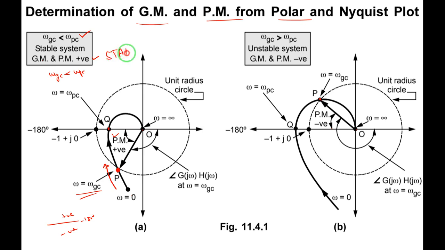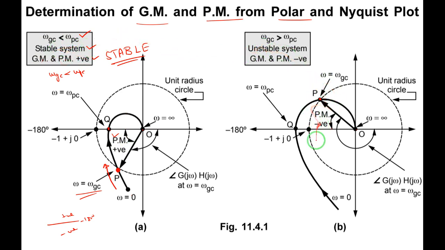The same thing, whatever we have studied there, the stability conditions here also apply. Omega GC is less than omega PC, GM and PM positive. So, no need to remember. See here, if omega GC is less than omega PC, this PM, phase margin, has to be positive. Whatever you measure the angle, it has to be positive. So omega GC is less than omega PC, gain margin and phase margin are positive, system is stable.